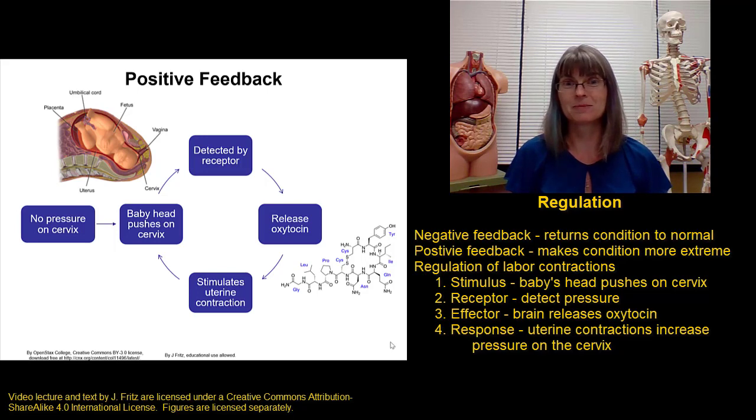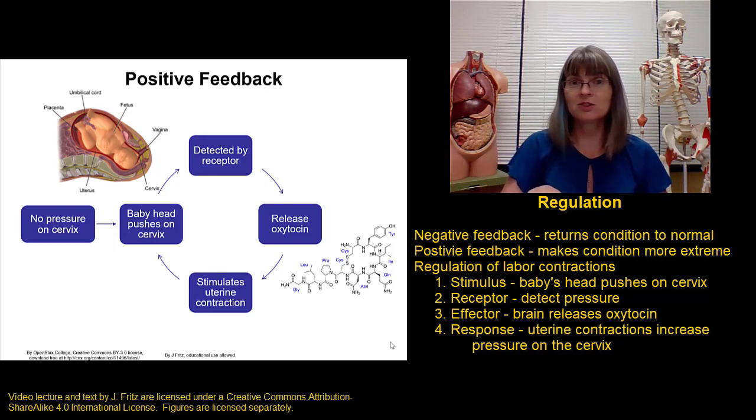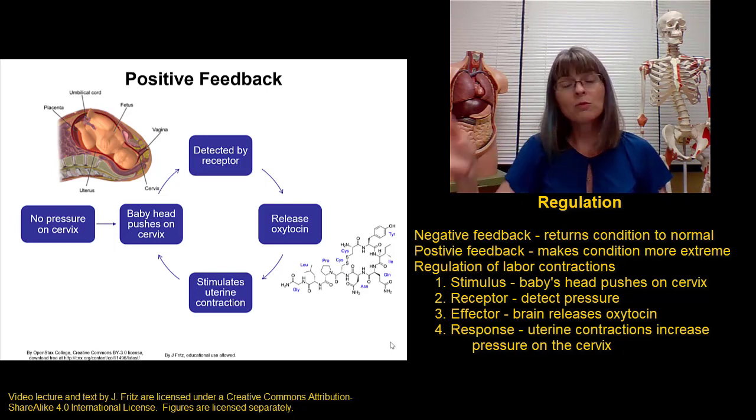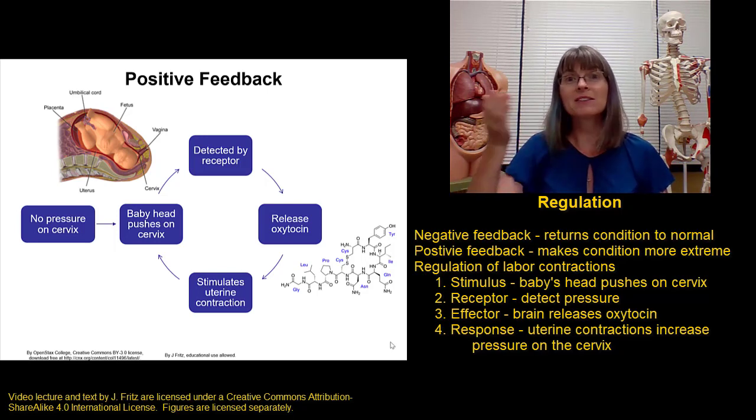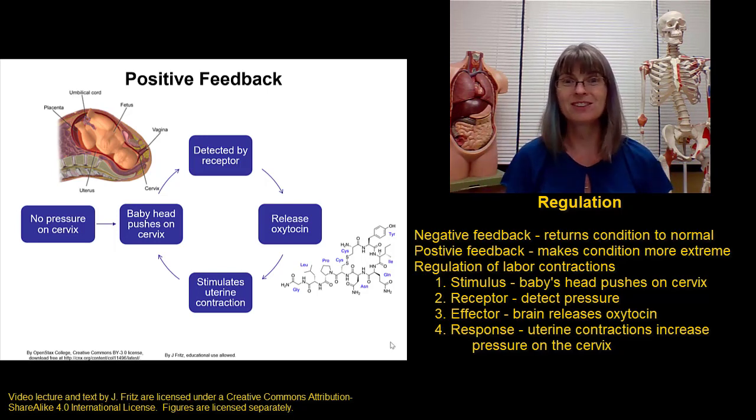For women who have ever experienced an induction, what they typically do is they give you oxytocin through an IV. That oxytocin stimulates the contractions of the uterus to push the baby's head against the cervix, which hopefully will trigger this positive feedback loop to eventually lead to the delivery of the baby. The endocrine system is involved in both negative feedback and positive feedback.